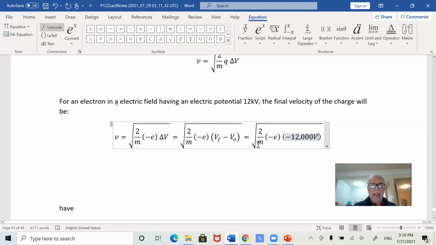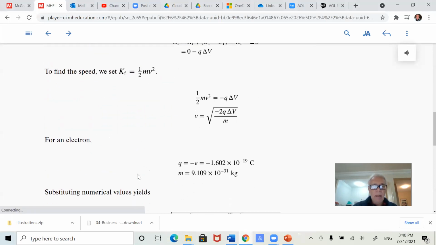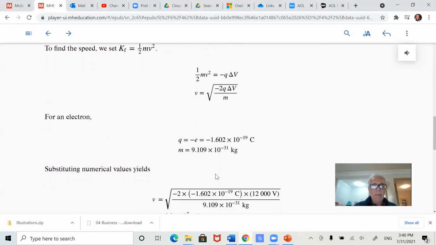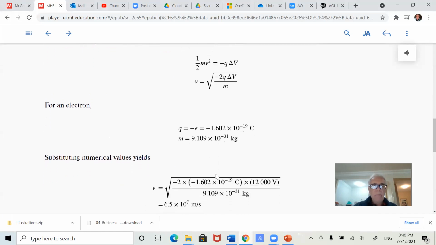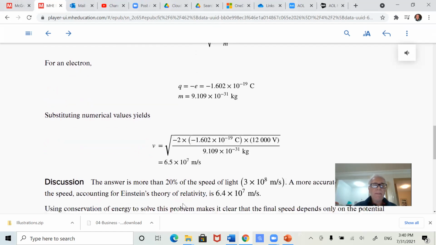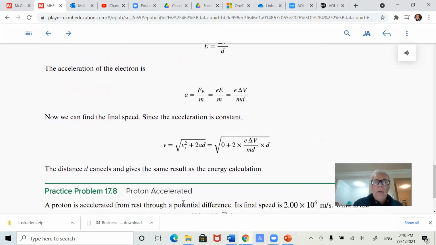We've got to get the mass of the electron, and the mass of the electron is right in here, 9.1 times 10 to minus 31, right? And we get this speed that's very high. We calculated something like that before, right? So that's how you solve problems.